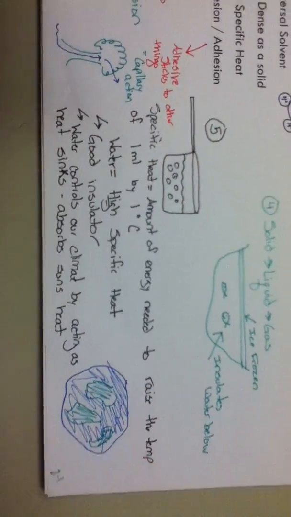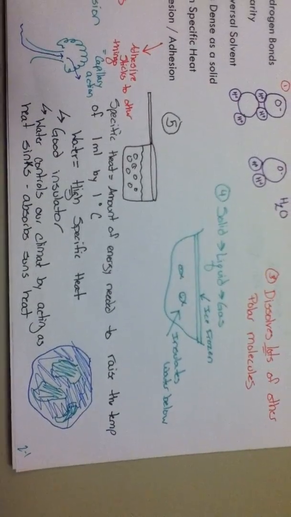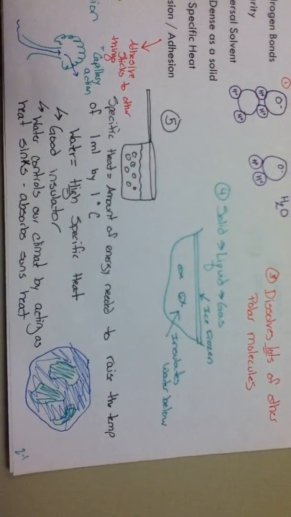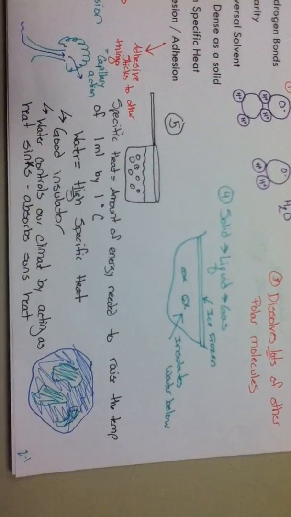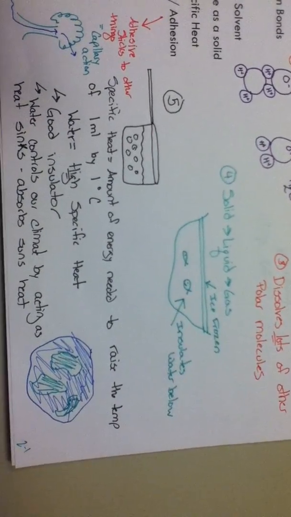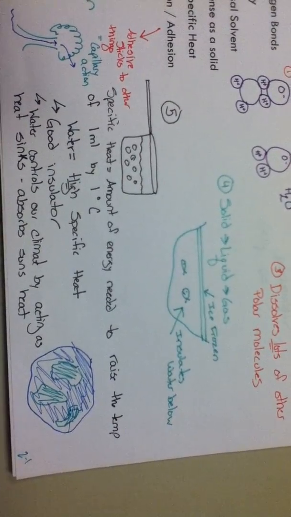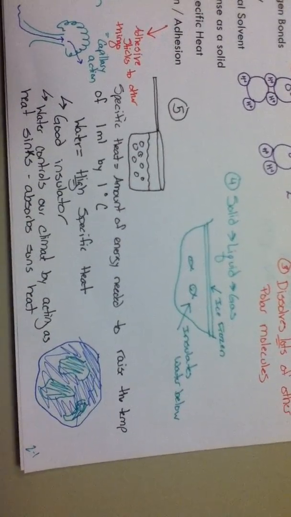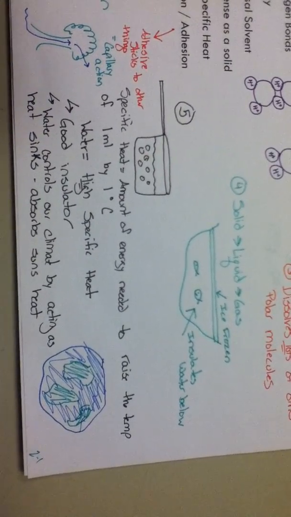Water has a high specific heat. Specific heat is the amount of energy needed to raise the temperature of 1 milliliter of any substance by 1 degree Celsius. Water has a high specific heat. So what that means is it takes a lot of energy to raise the temperature of water by 1 degree Celsius. This makes water a really good insulator.